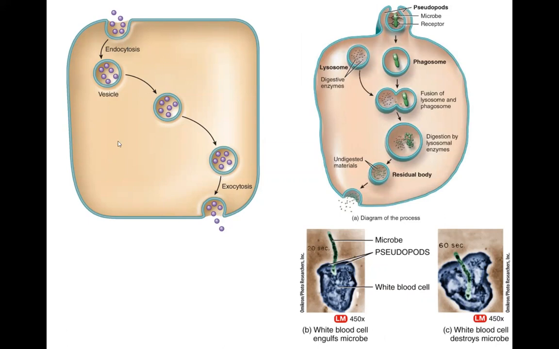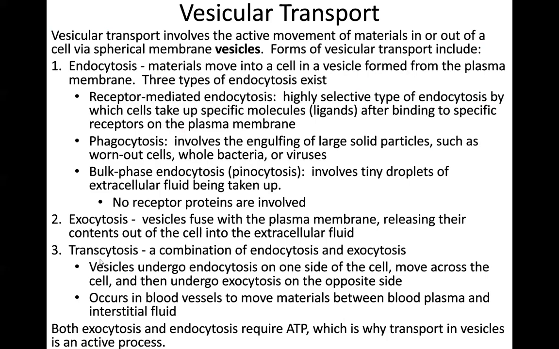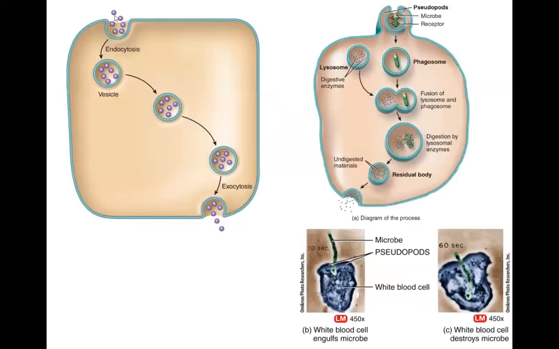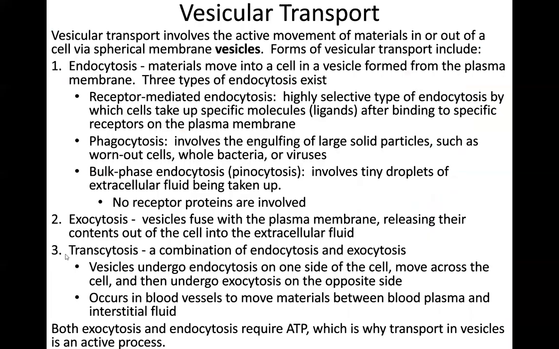Now, this illustration is actually showing you what's called transcytosis. And that's just a combination of endo and exo, where the vesicles undergo endocytosis on one side, then that vesicle moves across the cell and undergoes exocytosis on the opposite side. So it's where we bring something in through endo, we then move that bubble across, and then on the other side, we spit it out through exocytosis. If you remember, trans is a prefix that means across or through. So that's where this term comes from.